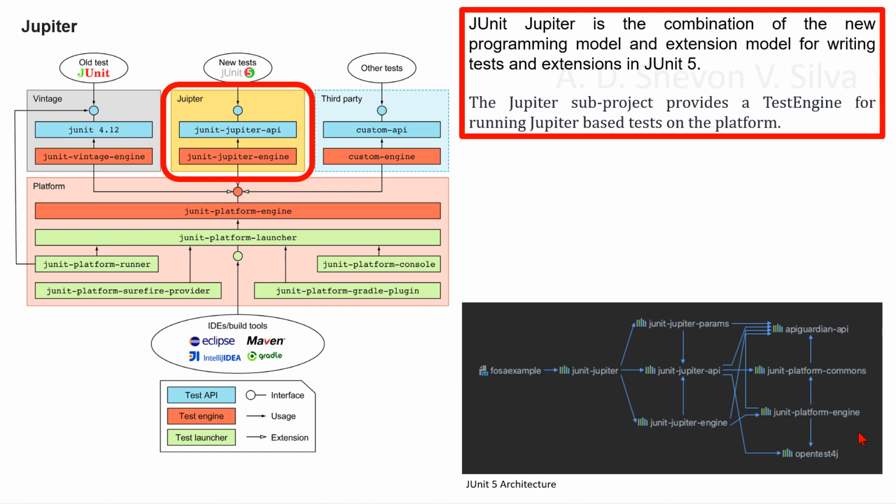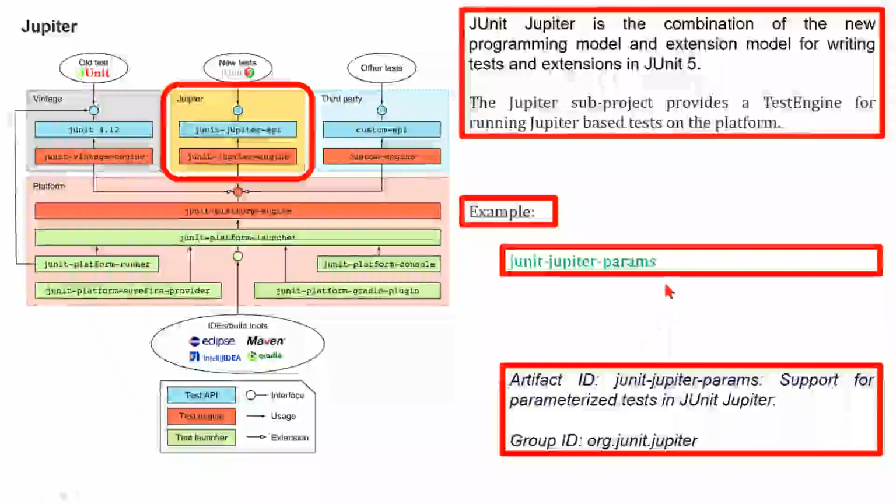JUnit Platform Engine: public APIs for test engines. As an example, we can consider JUnit Jupiter Params. The artifact ID is junit-jupiter-params, support for parameterized tests in JUnit Jupiter. This is in the group ID org.junit.jupiter.